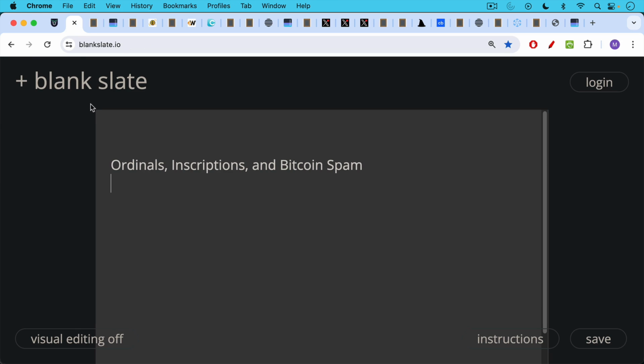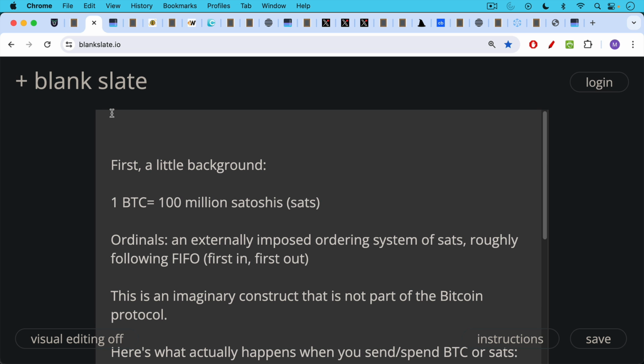Today I want to talk a little bit more about ordinals, inscriptions, and Bitcoin spam. This is something I hope to cover a bit more over the coming days. It's something we covered in the past, but I have a new take on it that I want to share. First, a little background. One Bitcoin is comprised of 100 million sats or satoshis.